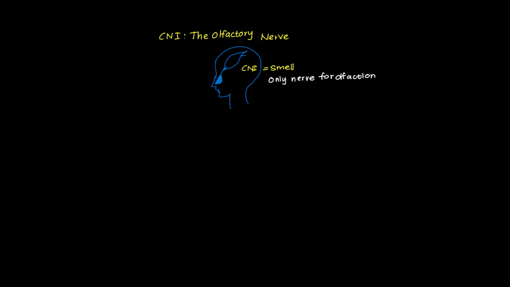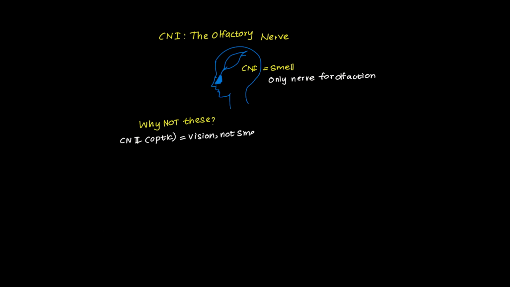Head injury, no ability to smell anything, even strong scents right under the nose. The damaged nerve is CN1, the olfactory nerve. It's the only cranial nerve responsible for smell. CN2 is the optic nerve for vision. Damage there causes visual problems, not smell loss.